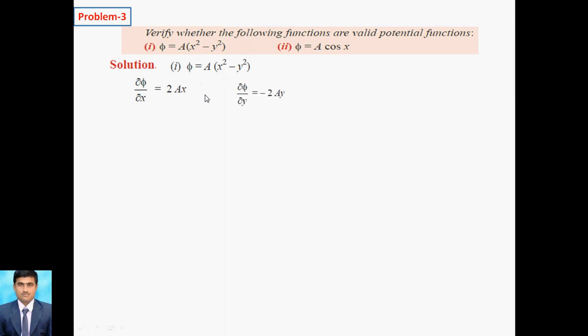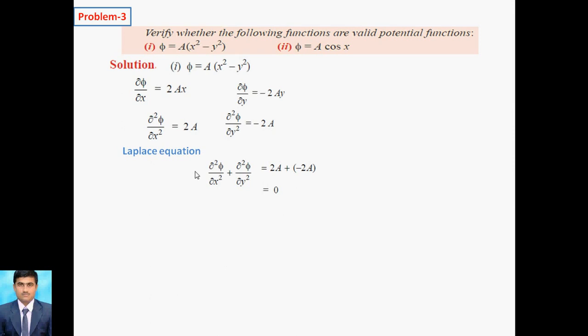Similarly, we go for dou phi by dou y. Ax square is constant, only minus Ay square is your variation. So if you take it with respect to y, what will happen? Minus 2 as it is, y into this A, capital A. So this is the dou phi by dou x and dou phi by dou y. This is for two-dimensional form, so I can write here dou 2 phi by dou x square and dou 2 phi by dou y square. Again I differentiate this, so 2A is a constant, right? 2A, and here y is constant, that's why minus 2A. And if you take the addition of this for the Laplace equation, then it is equal to 0.